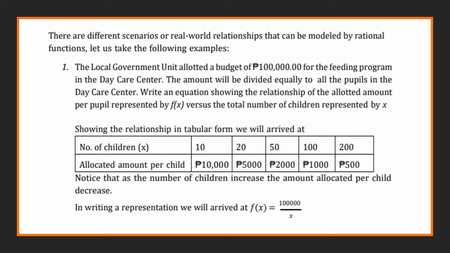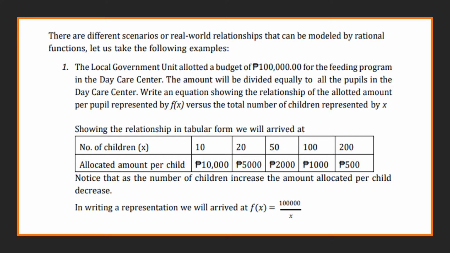Okay, now let us take a look at this example of a real-life situation involving rational function. The local government unit allotted a budget of 100,000 pesos for the feeding program in the daycare center. The amount will be divided equally to all the pupils in the daycare center. You have to write an equation showing the relationship of the allotted amount per pupil represented by f of x versus the total number of children represented by x. So let's show the relationship in tabular form.